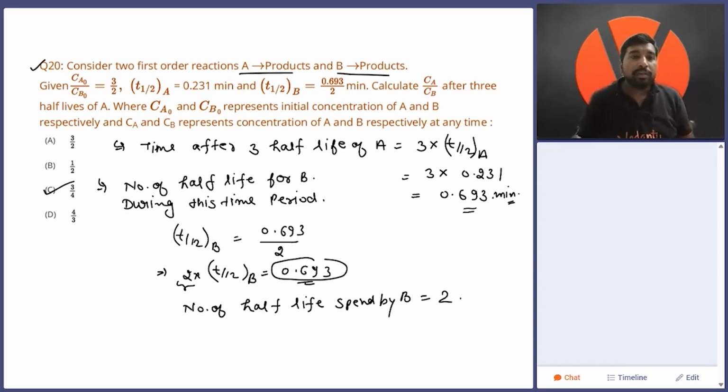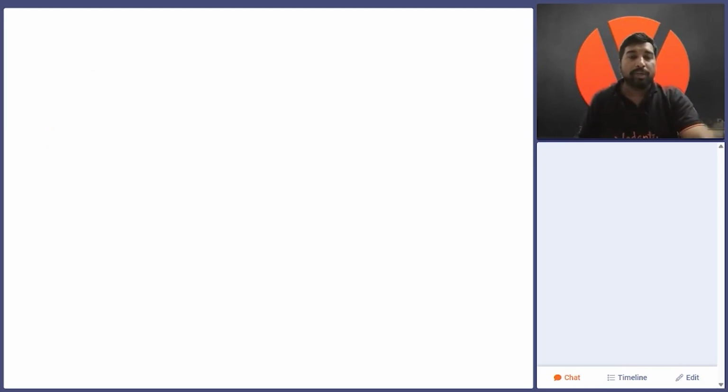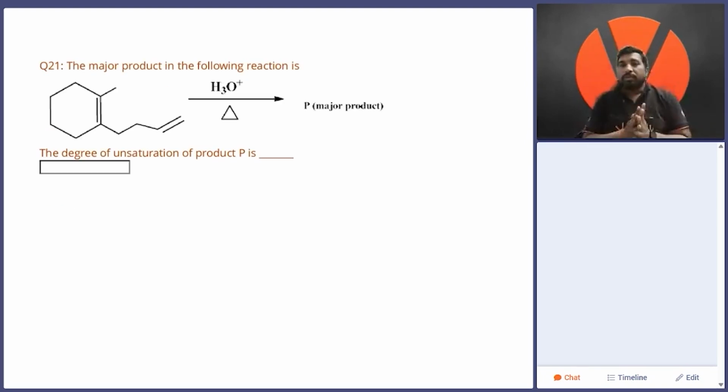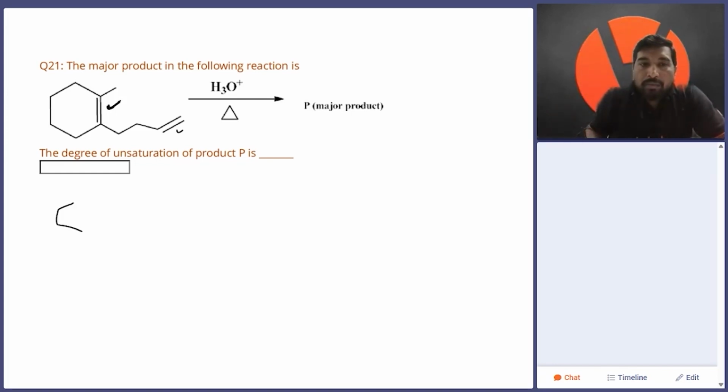This is question number 20. Now we will discuss question number 21. So here is question number 21. There are 2 alkenes present. Out of these 2 alkenes, the alkene that forms the stable carbocation will protonate first. So out of these 2, this alkene will react faster because after protonation, it will form the more stable carbocation.